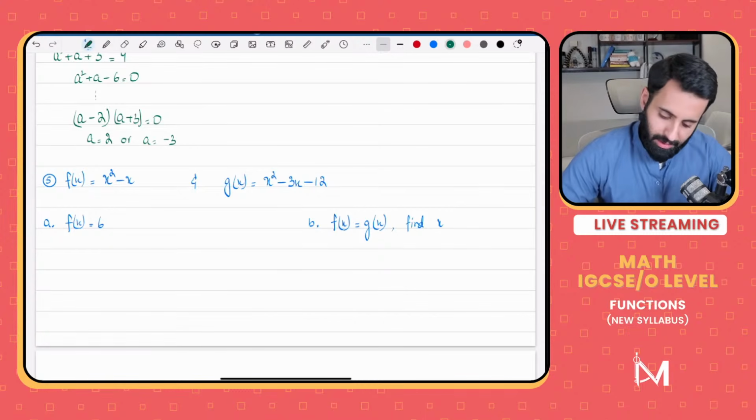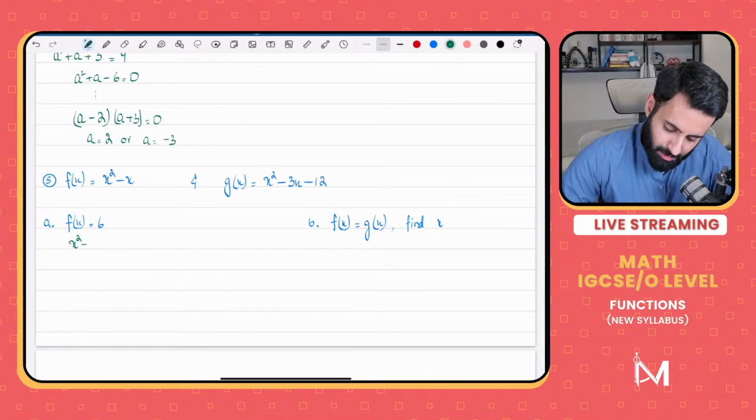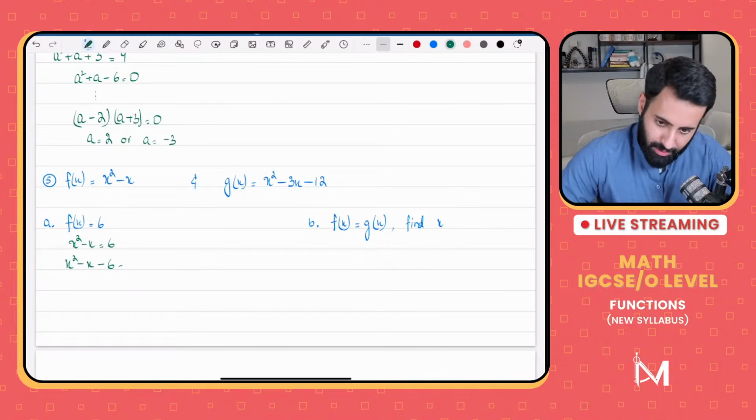3 and minus 2, let's see. So x squared minus x equals 6. Move all the terms over to the left hand side, so it becomes a regular quadratic equation. And now we have x squared minus 3x plus 2x.